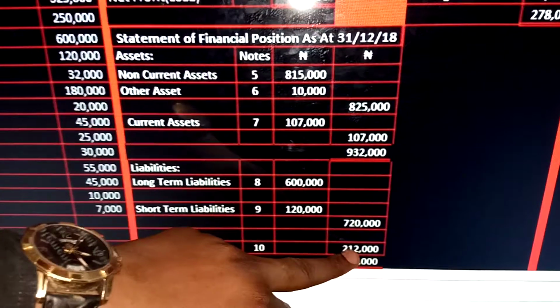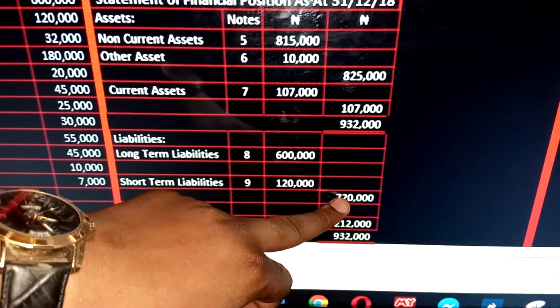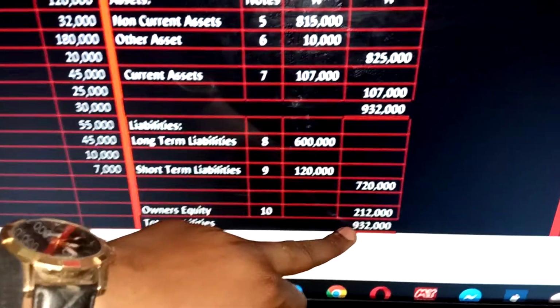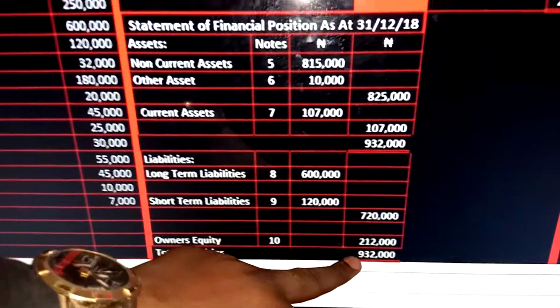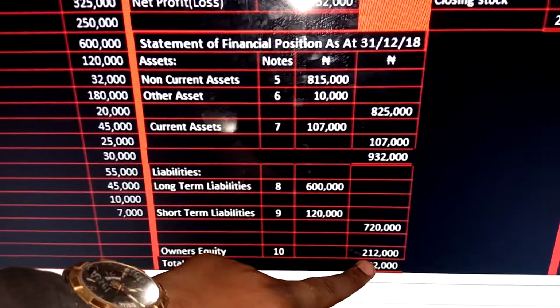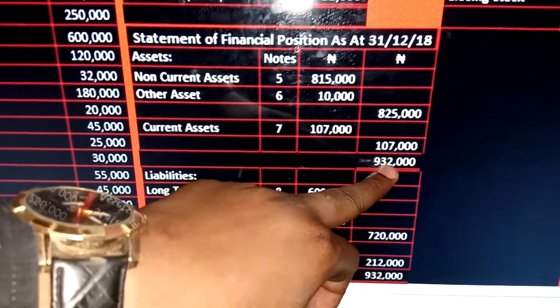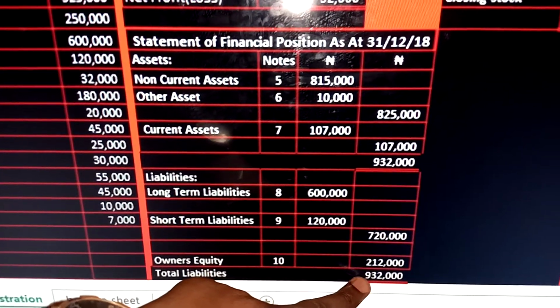So if you add owner's equity 212 to your what? Long-term and short-term liability, which is 720,000, you have 932,000. Remember I told you, I said in the balance sheet, your total liabilities must be equal to your total what? Asset. So your total asset here is 932. Total liabilities is what? 932. So that is the illustration on preparing trading profit and loss account and balance sheet, also called comprehensive income statement and what? Statement of financial position. So I will encourage you to pick up questions and then try preparing your trading profit and loss account and balance sheet.